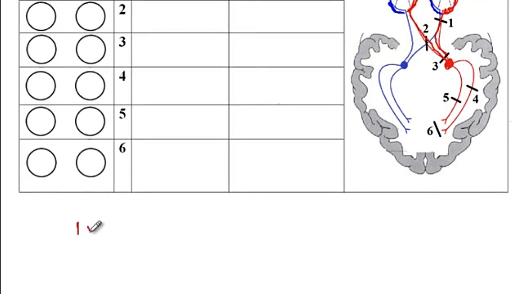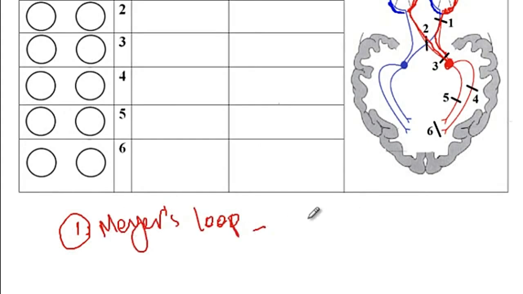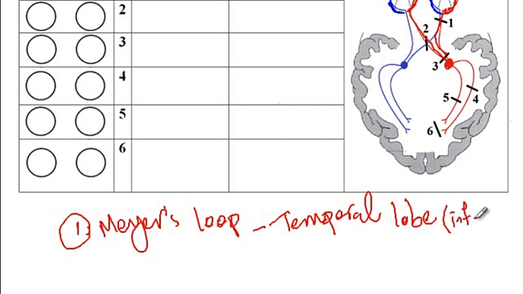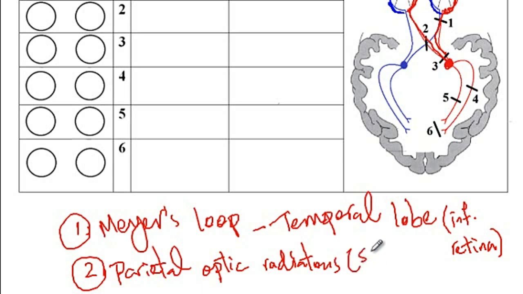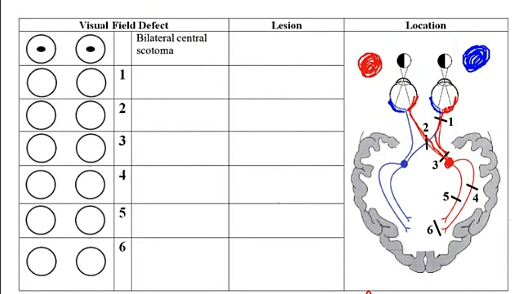One is the Meyer's loop, which are the optic radiations that are in the temporal lobe of the brain. And these radiations are from the inferior retina. While optic radiations that are innervating the superior part of the retina go through the parietal lobe. So parietal optic radiations are innervating the superior retina. And then from here on, the optic radiations will connect to the occipital lobe, which causes perception of the image.